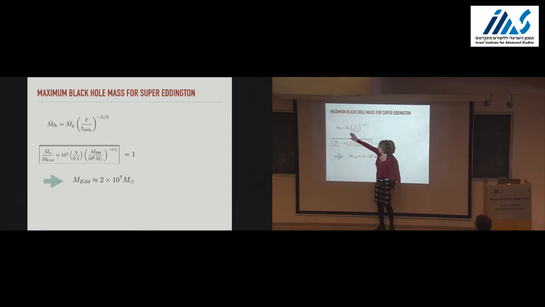This is the famous fallback for TDs, remember? And this is the peak return mass, which is for 10 to the 6, 100 times the critical value. Sorry, this is m dot crit. And if I ask for which mass of the black hole this ratio is 1, I obtain 10 to the 7.